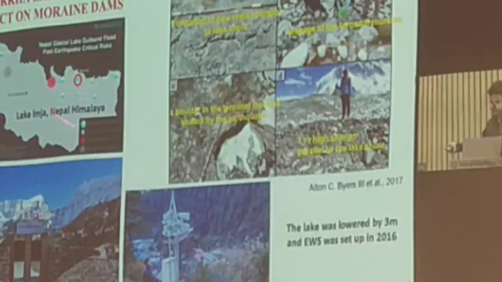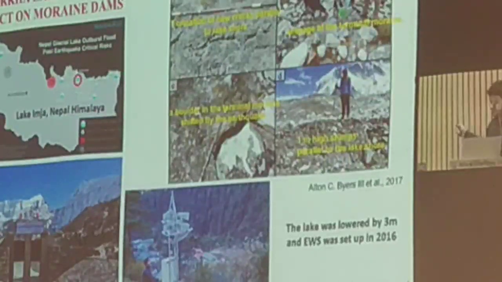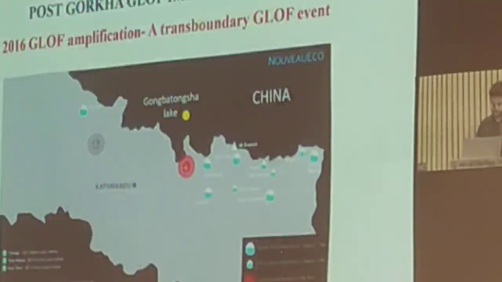We can see that a lot of boulders have been displaced from the frontal moraine, and of course a lot of lateral cracks have developed. And most importantly, there was seepage. You can see there was seepage after the event. Now, these were all immediately after the Gorkha earthquake event.